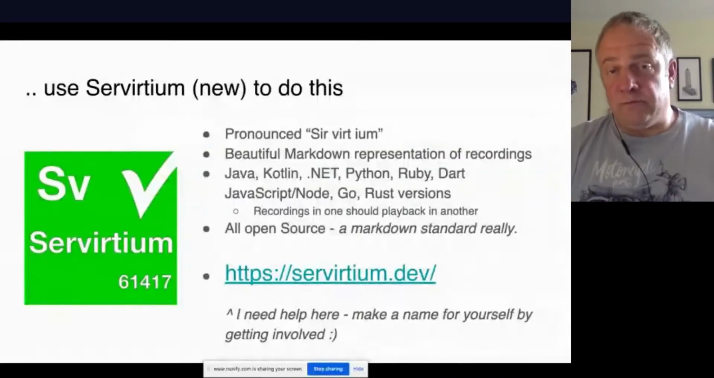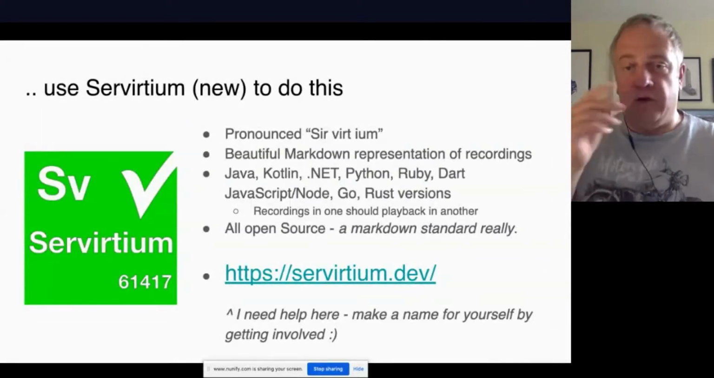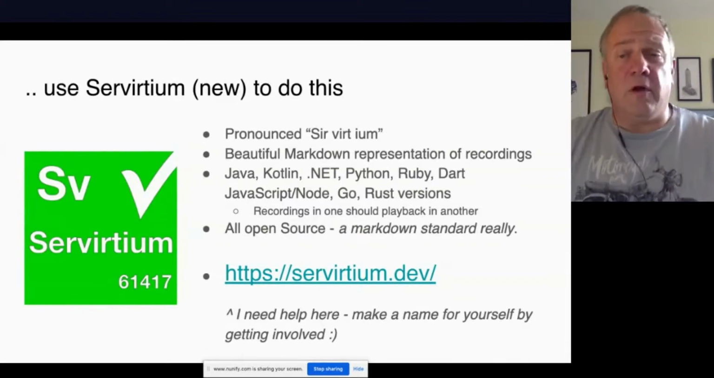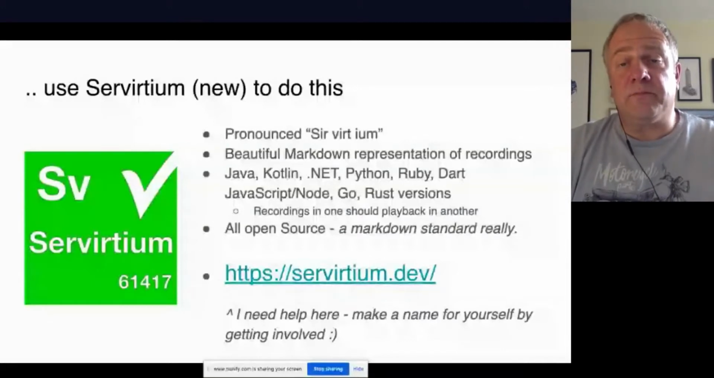Use Servirtium, which is something I've been working on with friends. And it's pronounced Servirtium, Service Virtualization IUM, from, hey, we named Selenium. So I figured I'd borrow the IUM again and put it in here. And look, we have on the left there a Selenium-like logo. But anyway, this one records into Markdown. Markdown is a text language. It's fairly dominant for human written prose.